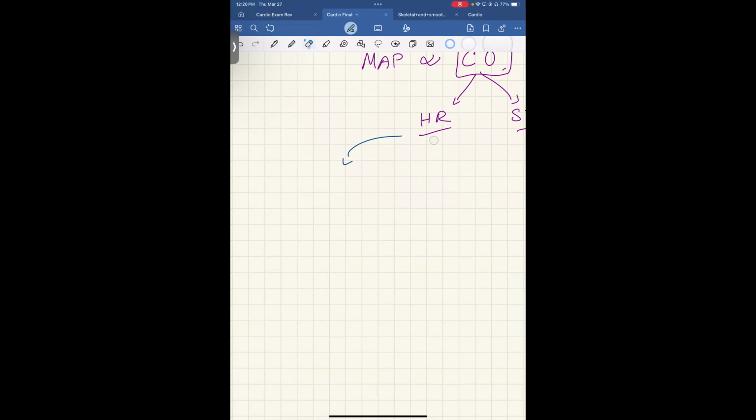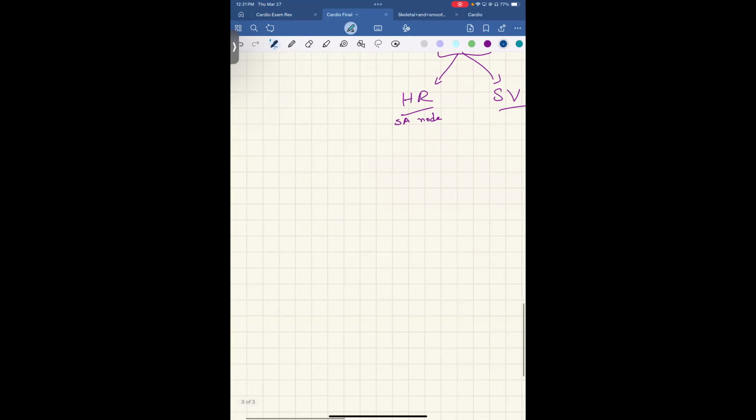Question. Like who determines it? Which cells? Yeah, exactly. So like the SA node, the autorhythmic cells, whatever. Okay. And that is mostly the ones that we're going to be talking about.